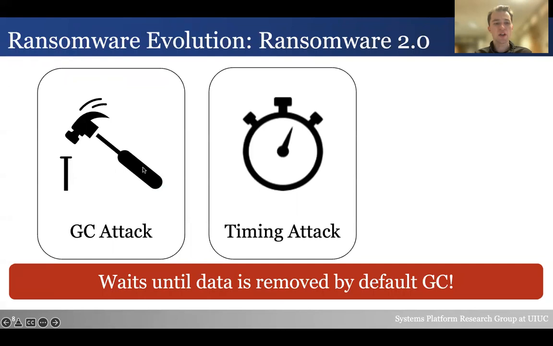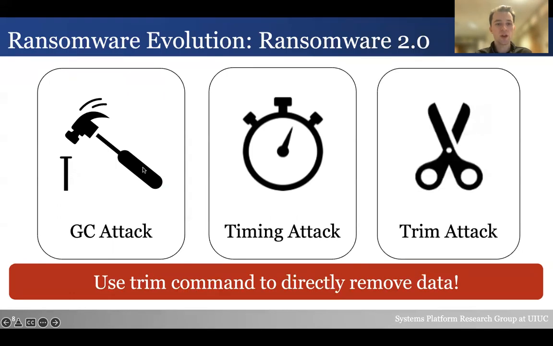Second is the timing attack, which leverages the same insight, but hides its operations by waiting for the user's own storage operations to trigger GC on their own. The result is the same. Finally, we have the trim attack. For performance reasons, modern SSDs include a trim operation where systems can directly notify the SSD which blocks can be erased. Ransomware attackers can use this in order to directly target retained data.